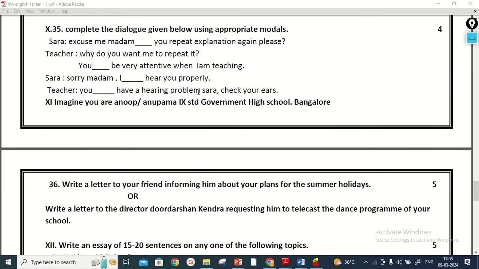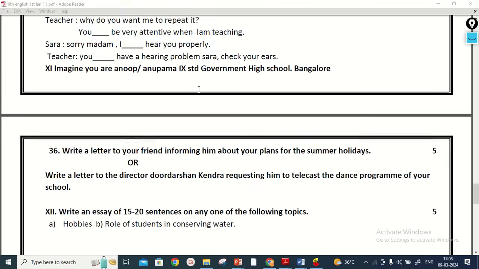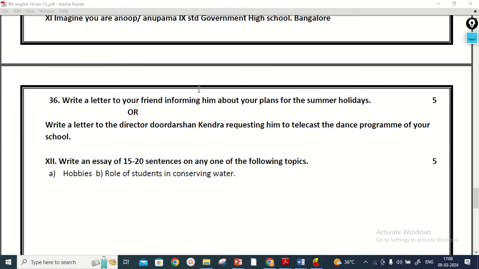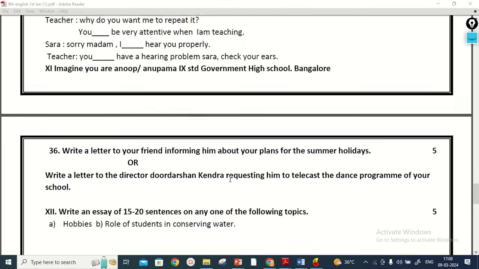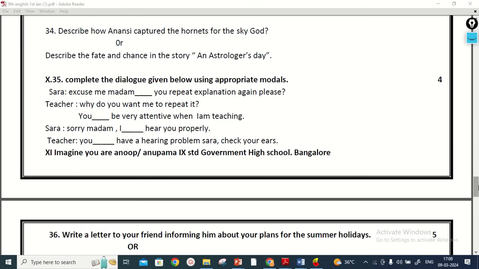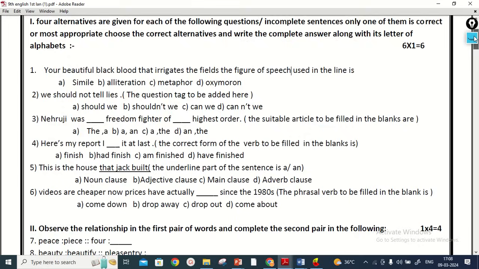Imagine that you are Anup or Anupama, 9th standard, government high school, Bangalore. You write a letter to your friend. That is an informal letter, and formal letters are also there. You choose any one and write any one of the letters. It carries 5 marks. Write an essay of 15 to 20 sentences on any one of the following: hobbies, and role of the students in conserving water. You have to write it using some steps of essay writing.